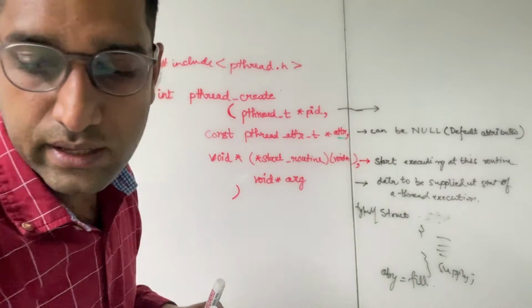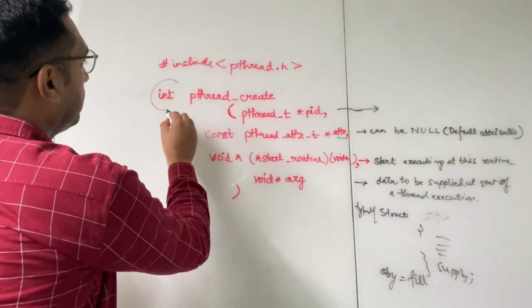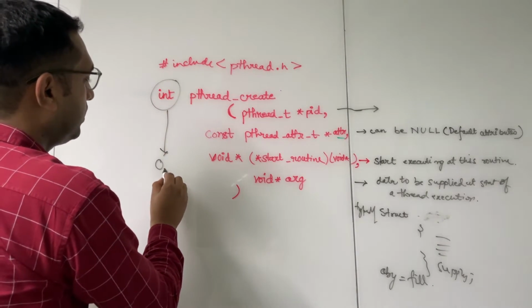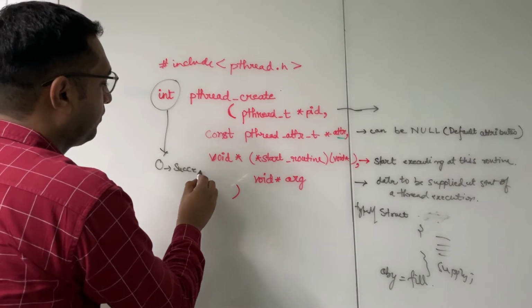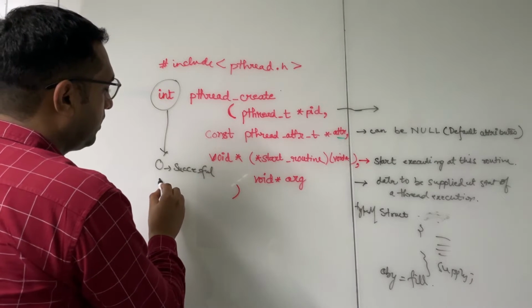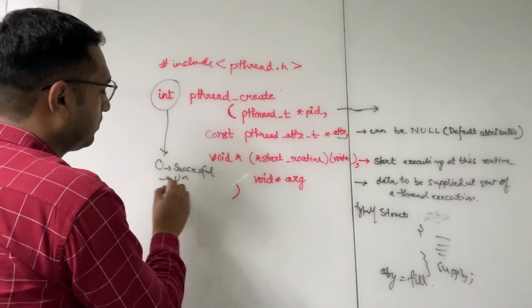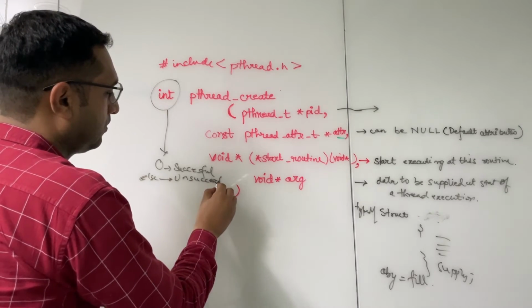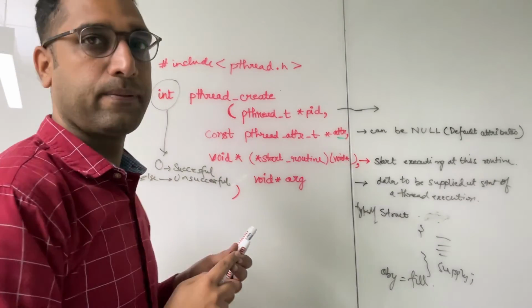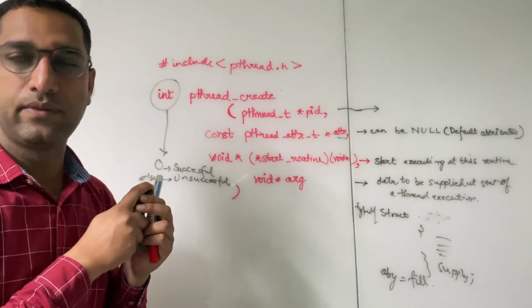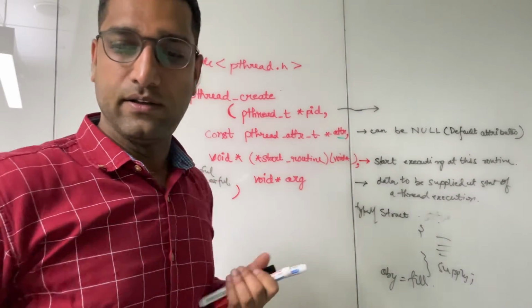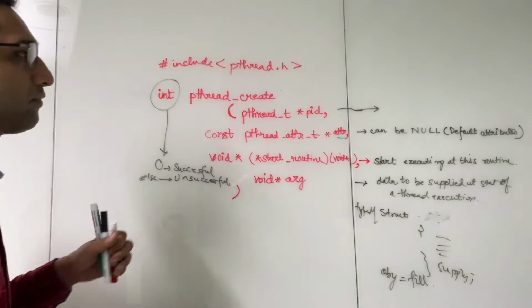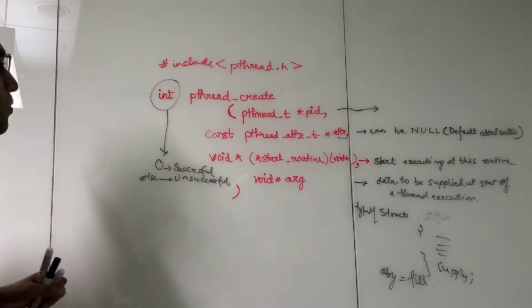And how do we know the call is successful? Return value will be 0 in case it's a successful call, and non-zero if unsuccessful. Fine. You understand pthread_create? The first one, we always have to go very thoroughly. This picture is clear, I'm hoping.